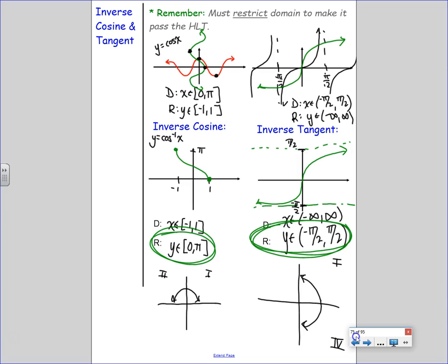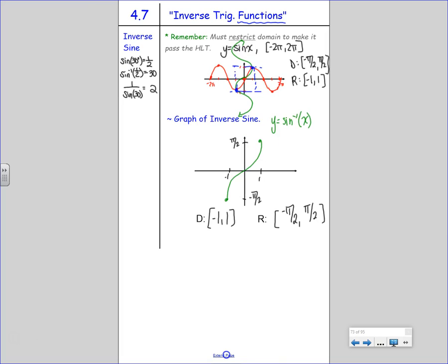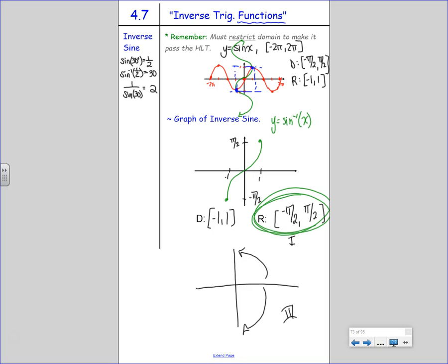The one thing we didn't get to write down, let me go back to sine real quick. I showed it on inverse cosine and tangent. I didn't technically show it on inverse sine. So just in case it helps, this restriction for sine, what quadrants is that again? Yeah, 0 to pi over 2 is quadrant 1. 0 to negative pi over 2 is quadrant 4. Quadrant 1, quadrant 4.